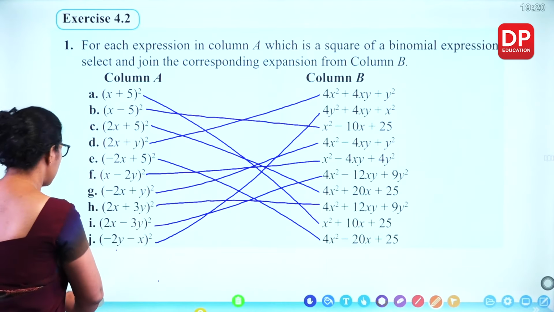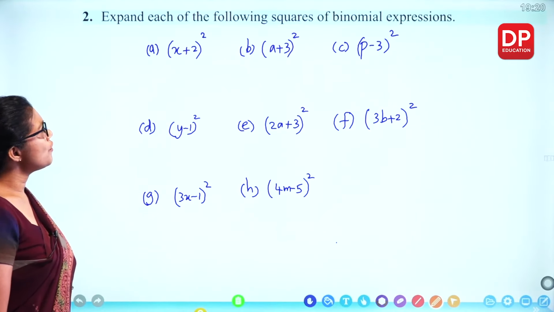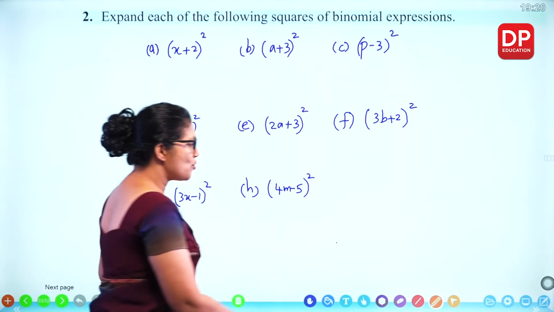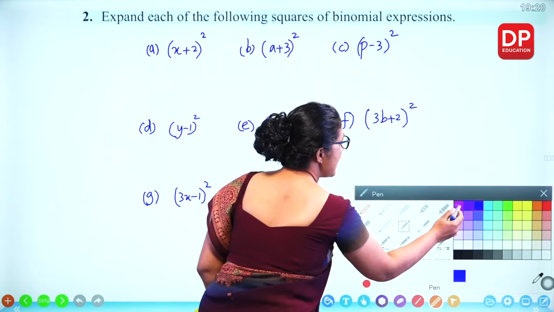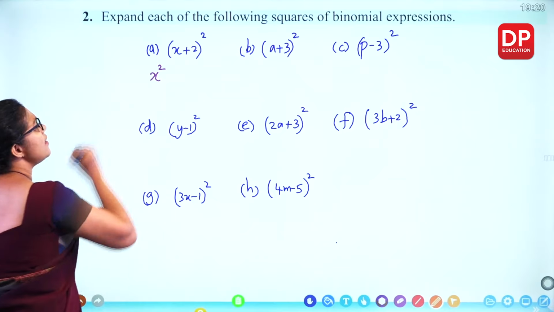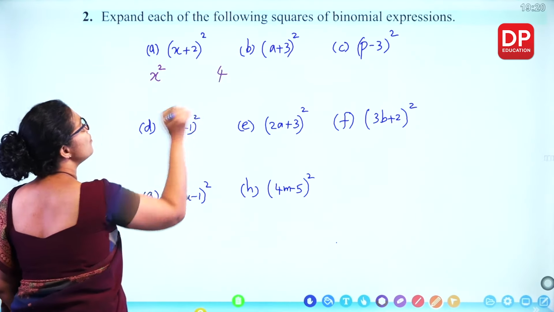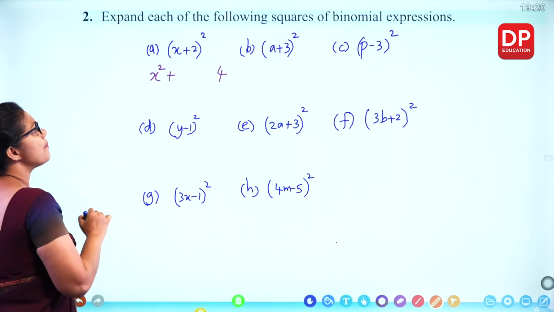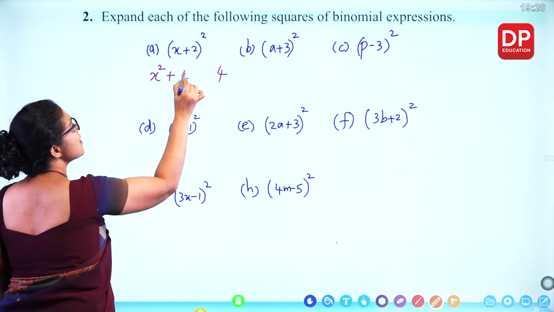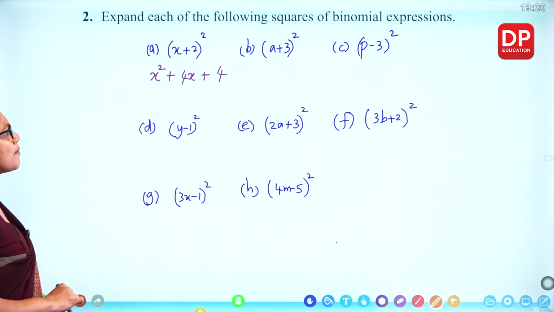Now we'll look at the second example. Expand each of the following squares of binomial expressions. So you can straight away use the pattern that we observed. So what is the pattern? x squared, first term squared, last term squared, 2 squared is 4. And what's the middle term? Double of these two. 2 times 2, 4. 4 times x, 4x. This is plus because plus 2 into 2 becomes plus 4.